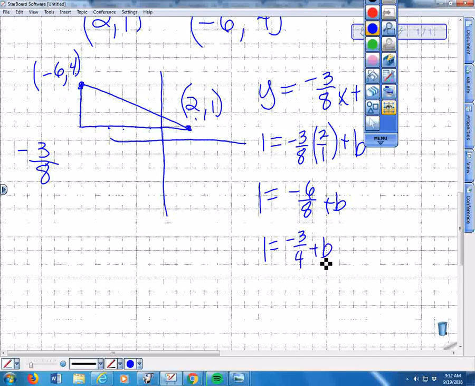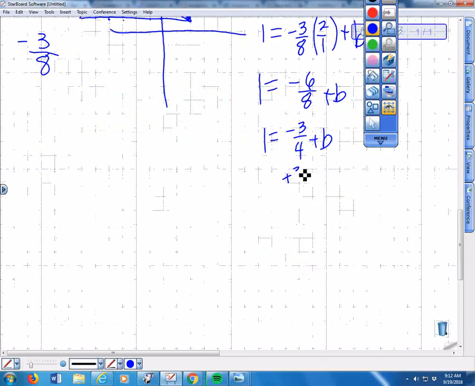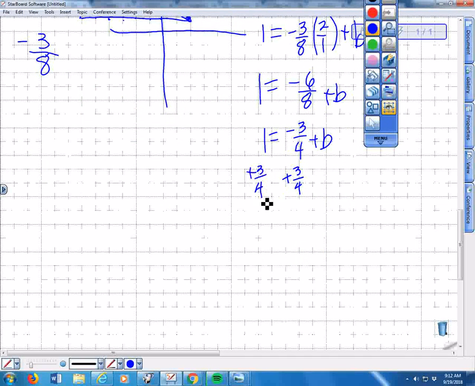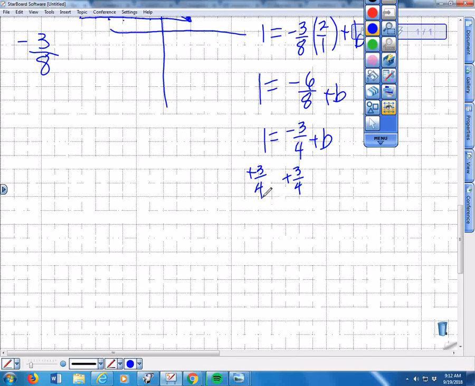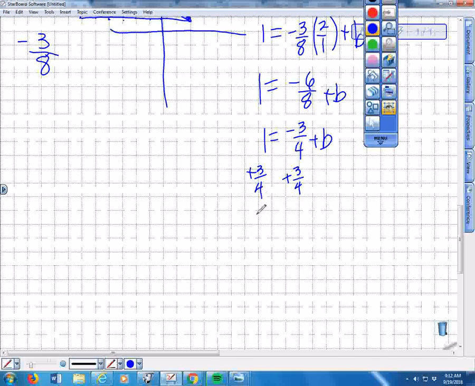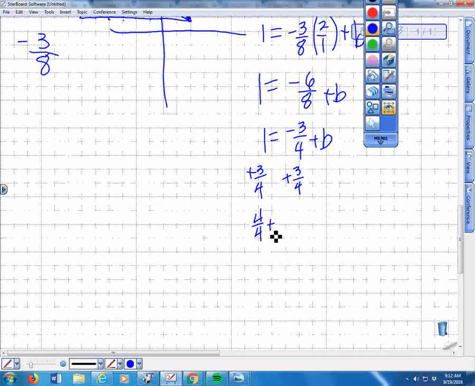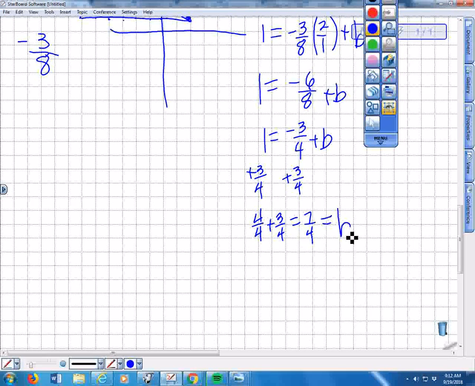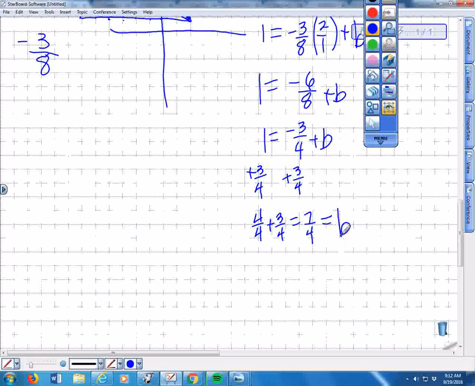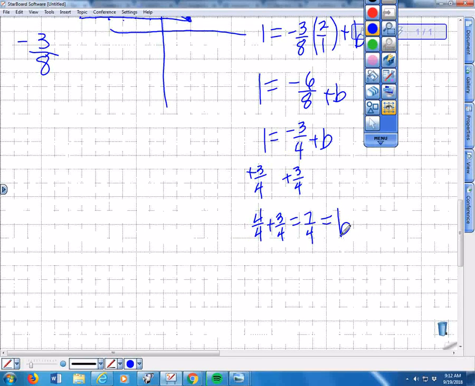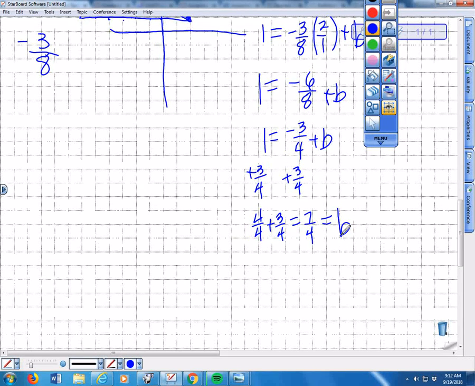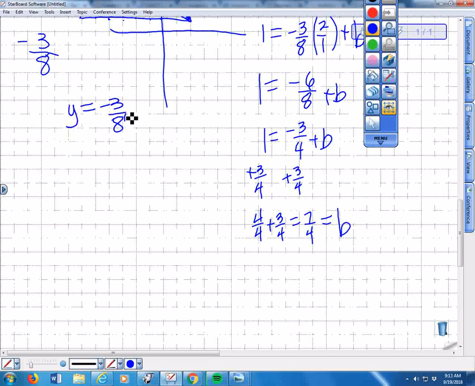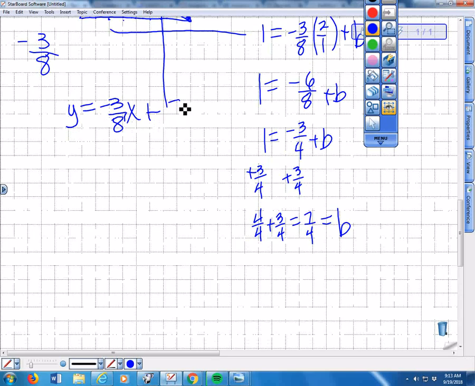So how do I solve for b? Well, I need to add 3/4 to both sides. How can I get 1 rewritten with a 4 denominator? 4 over 4. There's my y-intercept. So the final step now is to put all this together. The equation of this line is y equals negative 3/8 x plus 7/4.